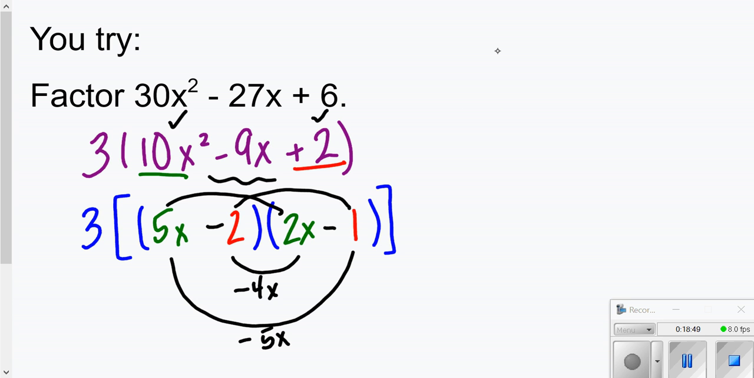Now you can do this with split the middle term. So I'm going to take a second and do that, and then you can come back. You can just continue watching the video, and you'll see my solution using split the middle term. I just don't want to make the video longer. So I'm going to pause for me.